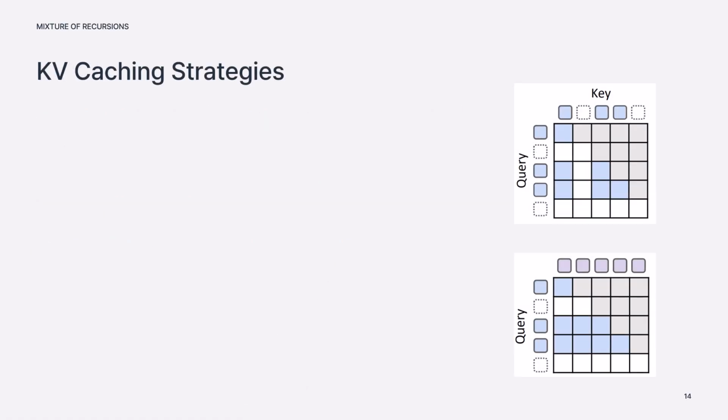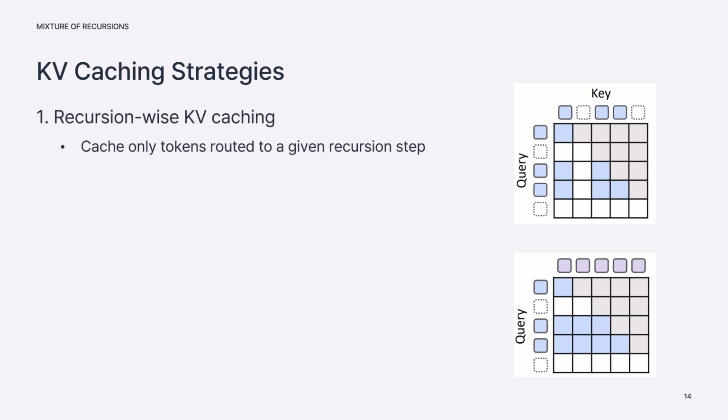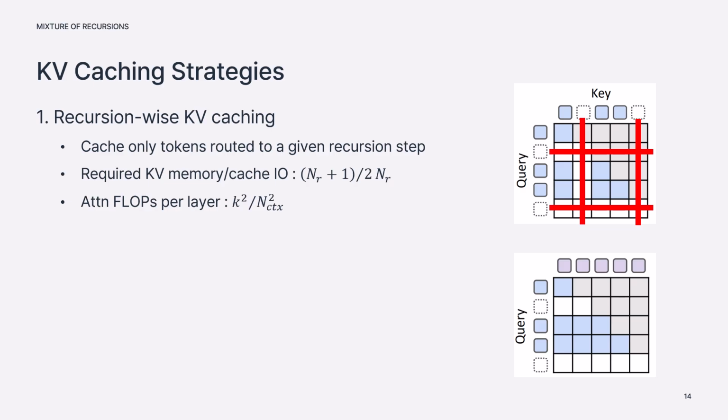Next is KV caching. So MoR uses two strategies. The first one is recursion-wise KV caching. At each recursion step, only the selected tokens cache their KV, and attention is restricted to those entries. This reduces KV memory roughly to 1/2 of vanilla, and attention FLOPs to about k squared over n squared.